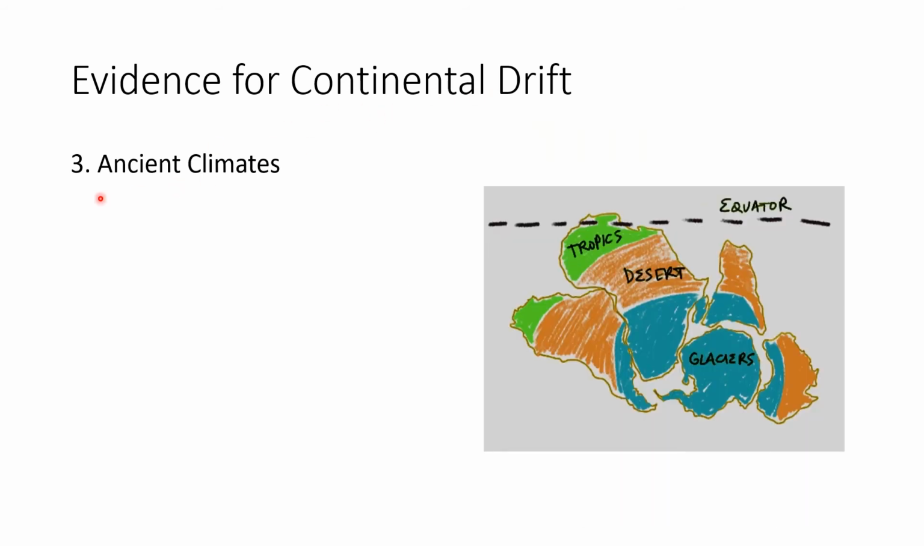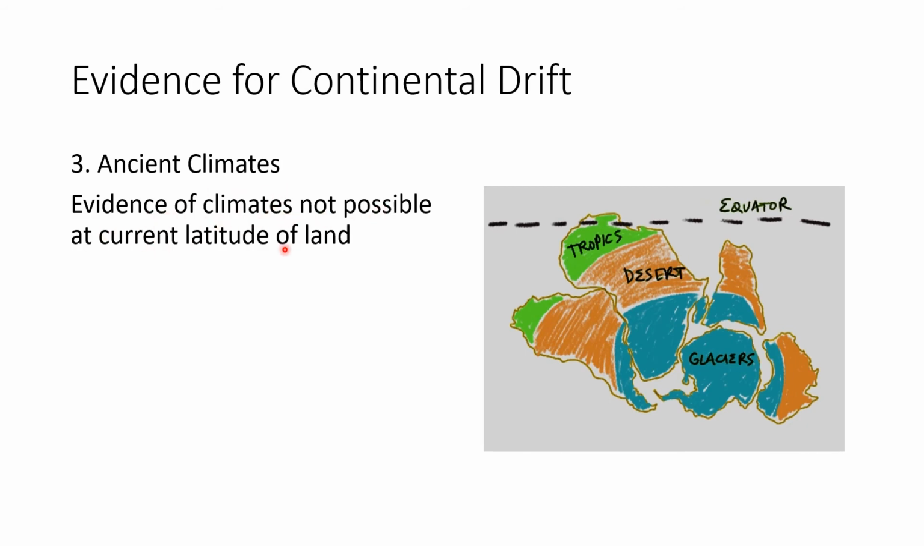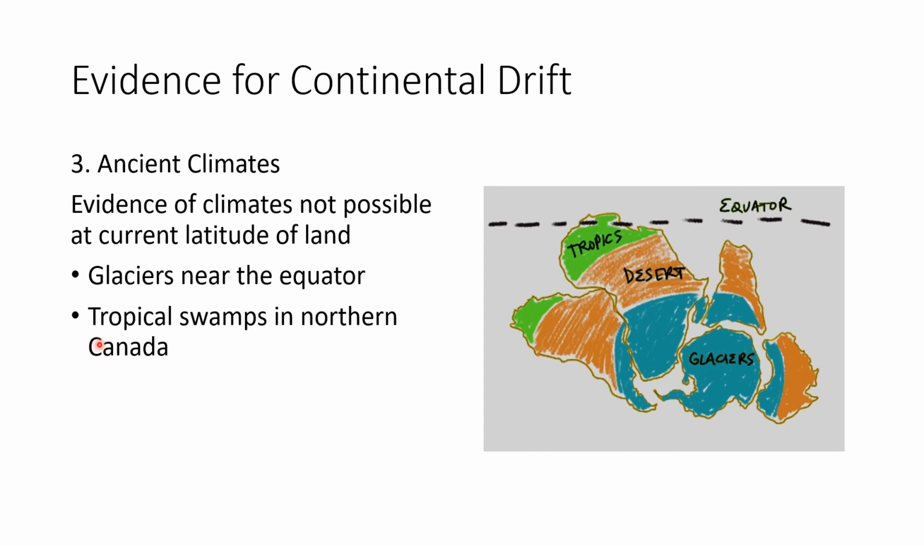Third piece of evidence that supports continental drift is the existence of ancient climates that we can see evidence of. There's evidence of climates that would not be possible at the current latitude that the land is found at. For example, there is evidence of glaciers on land that is now near the equator, such as this chunk of Africa. There's evidence of tropical swamps in what is now northern Canada, which we know, of course, is much too cold for there to be tropical swamps at its current latitude. And there is evidence of very arid, dry desert in the area that is now the Amazon rainforest, which we know, of course, is not a desert at this time.